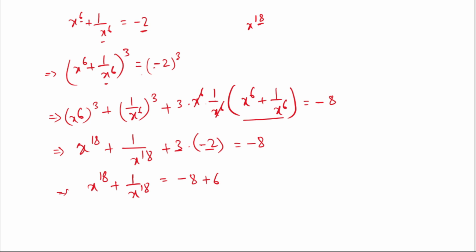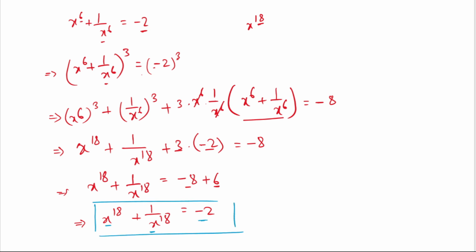So the value of x¹⁸ + 1/x¹⁸ is equal to negative 8 plus 6, which is negative 2. So friend, here we have calculated the value of x¹⁸ + 1/x¹⁸, that is equal to negative 2. So this is our answer. This is our answer to the question.